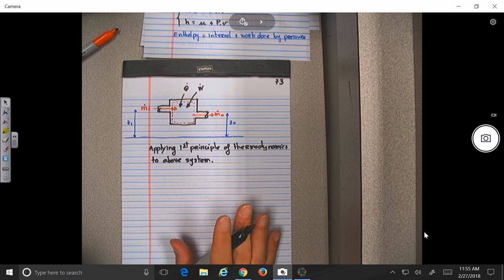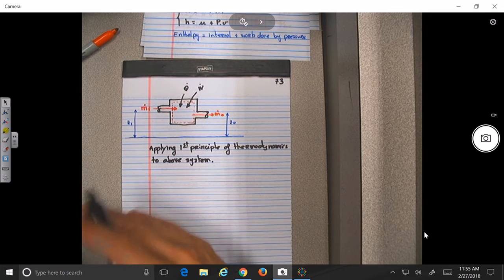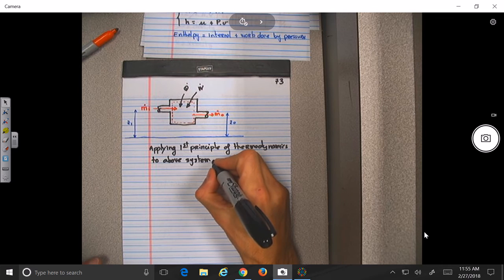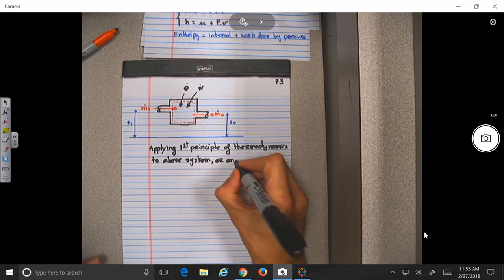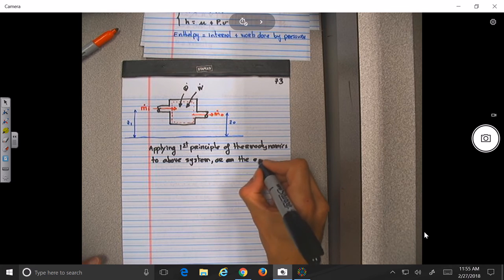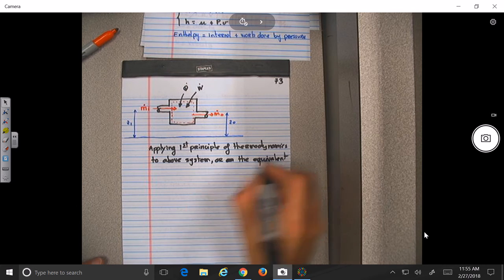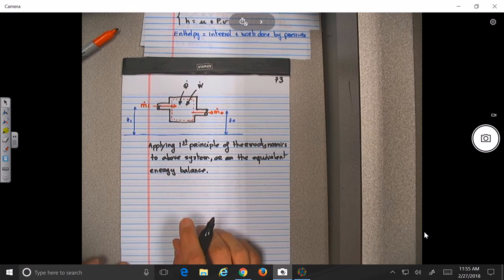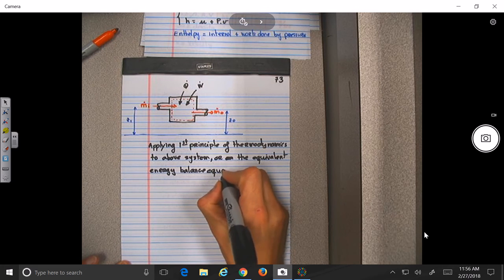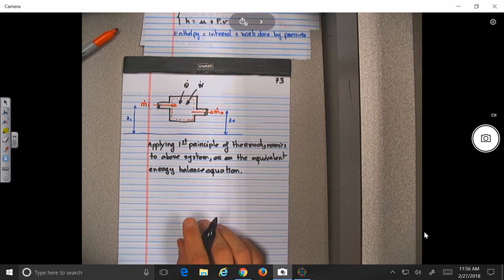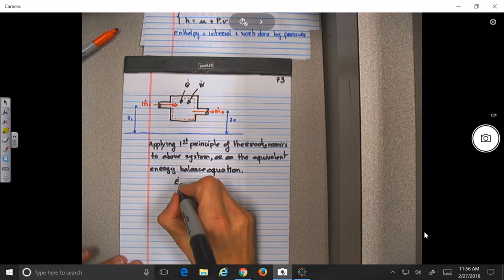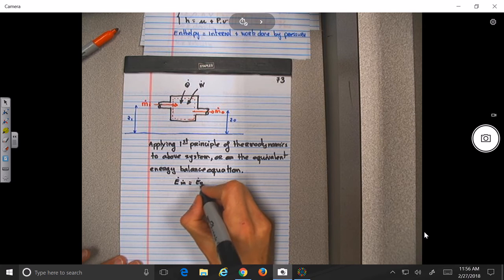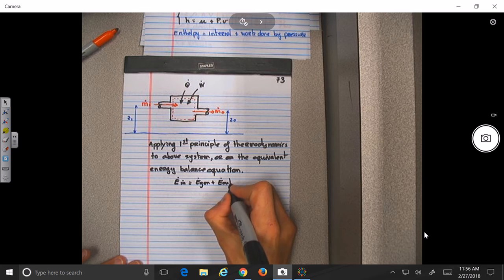Think about what is the first principle of thermodynamics. Q plus work equals change in energy, no? But here, I'm going to add one thing because I think it's easier. Applying the first principle of thermodynamics to the above system, or the equivalent energy balance. The equation is the same. The only thing is that I think it's a little bit easier to write down the equation. So energy in equals energy generated plus energy out.